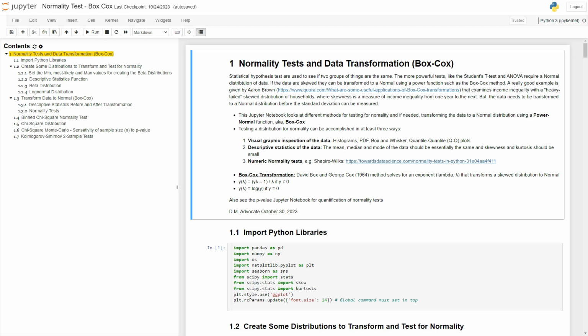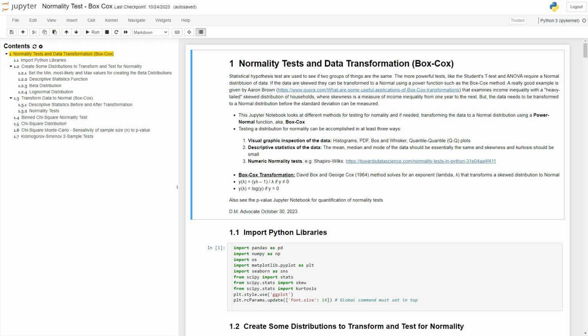Another method is to look at descriptive statistics. Are the mean, the median, and the mode, or the central tendency of the data, the same, and also looking for skewness and kurtosis being small values. And then there are a series of numeric normality tests, such as the Shapiro-Wilk test, which can also be used to test for normality. We'll look at the caveats in these methods.